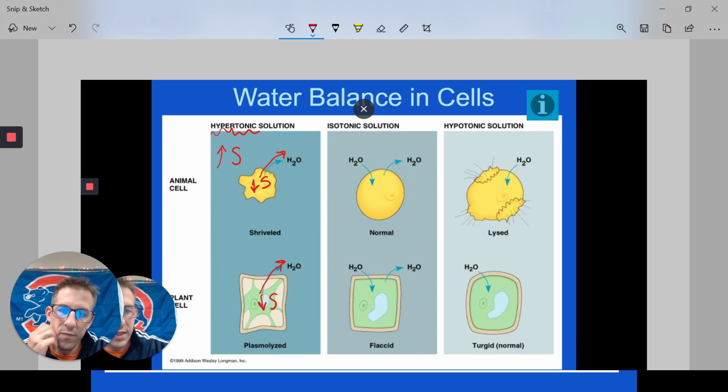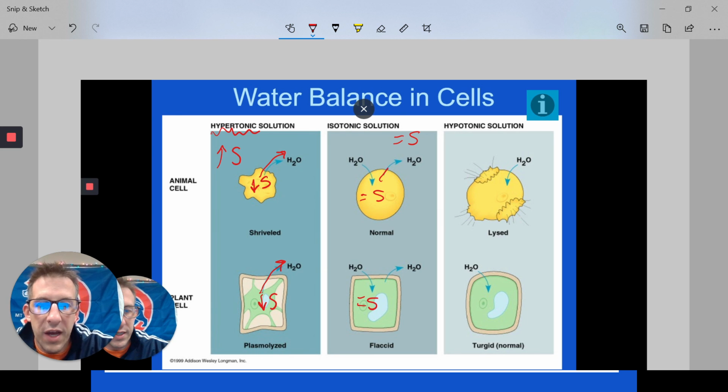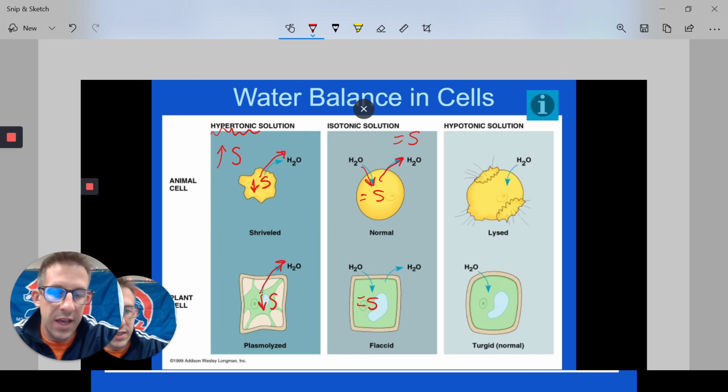Now, let's place both plant and animal cells in isotonic solutions. That means the solute is equal. There are equal amounts of solute inside and outside of the cell. So for animal cells, we've got an equal exchange of water into and out of the cell, and this is normal. Our cells as animals really like this particular scenario. Plants, on the other hand, don't.